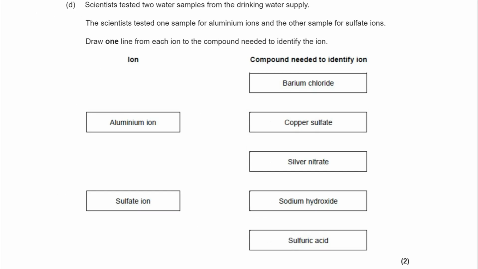Moving on to part D, we've once again here got water samples from drinking water supply. We've got scientists testing one sample for aluminium ions, the other for sulfate. So this is actually about chemical identification tests. Draw one line. What would I need to test for aluminium ions? Well, for aluminium ions, the standard test is we add sodium hydroxide, and if there are aluminium ions present, we get a white precipitate that redissolves when we add an excess. But we also have sulfate ions, which we test with barium chloride. That will give a white precipitate of barium sulfate.